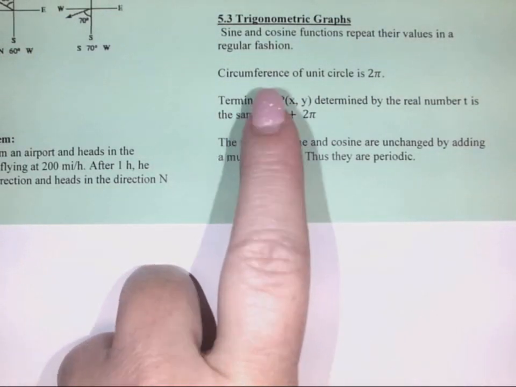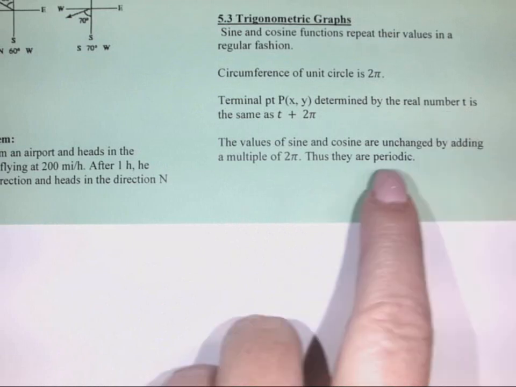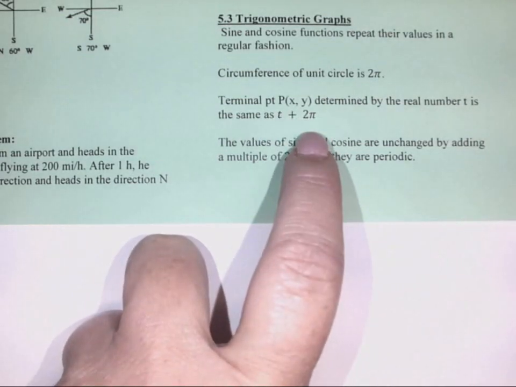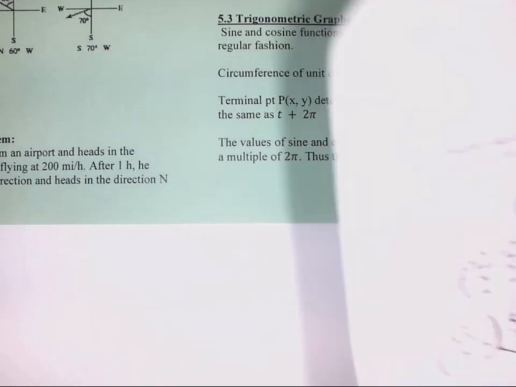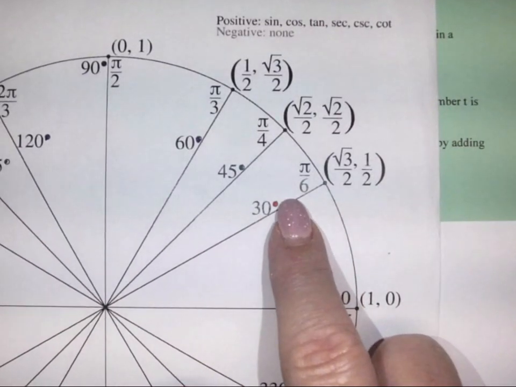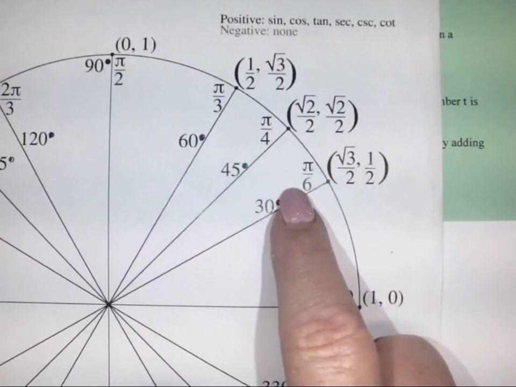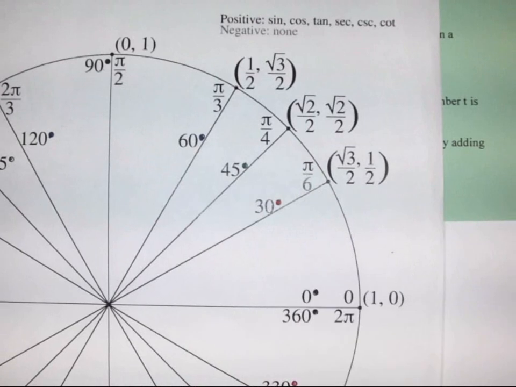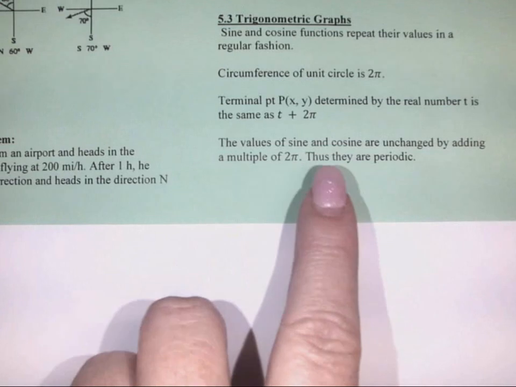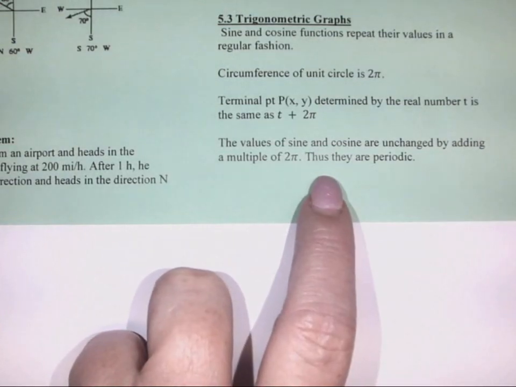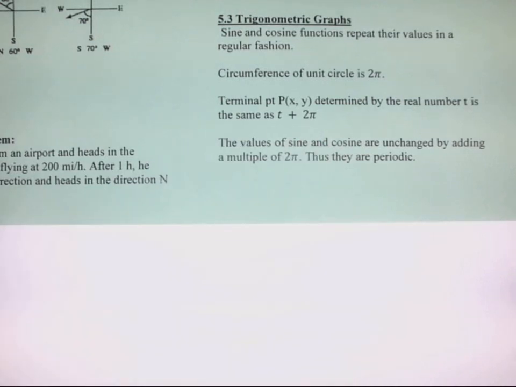The terminal point determined by the real number t is the same as for t plus 2 pi, because we talked about coterminal angles. So if I'm at t, and I go all the way around and add 2 pi, I'm still at that same terminal point. So that's where we're talking about those coterminal situations. The values of sine and cosine are unchanged by adding a multiple of 2 pi. Thus they are referred to as periodic.